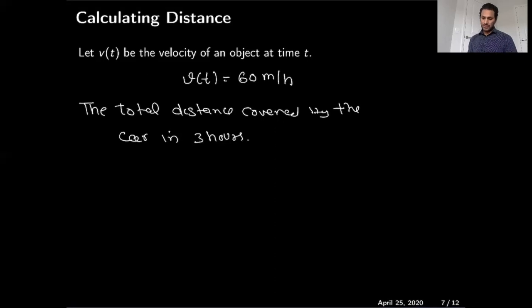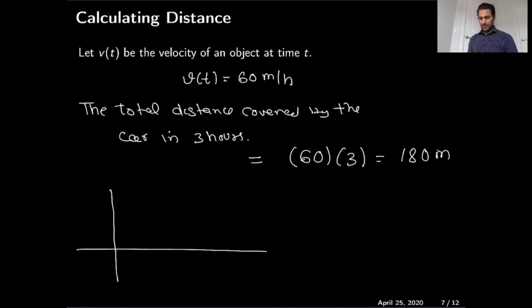So the total distance covered by the car in 3 hours will be 60 multiplied by 3, which is equal to 180 miles. So now let's look into a different way.